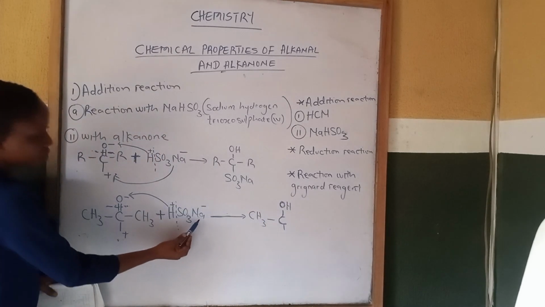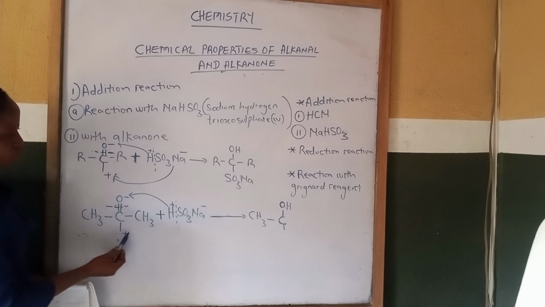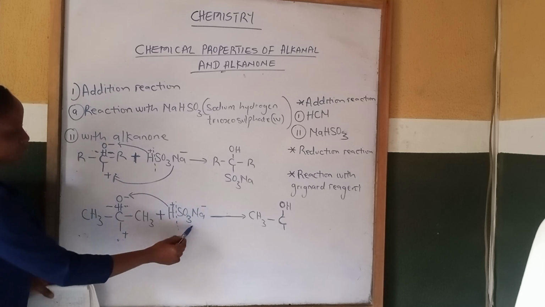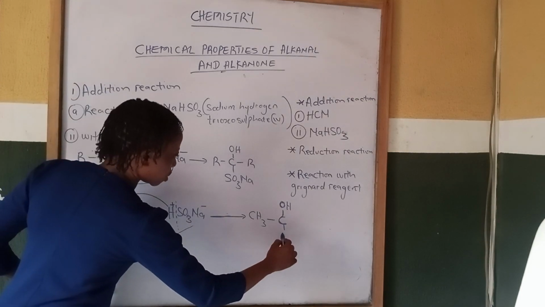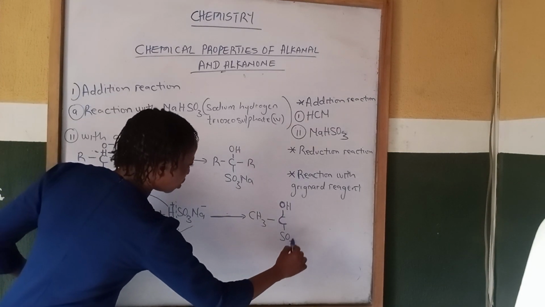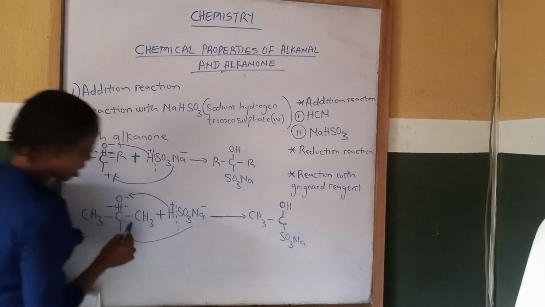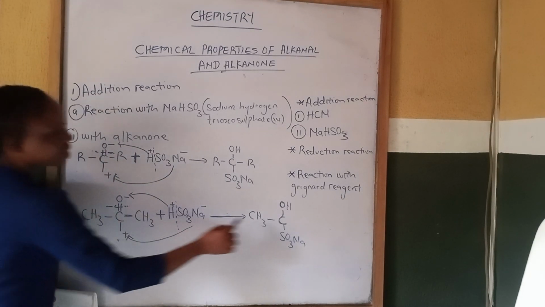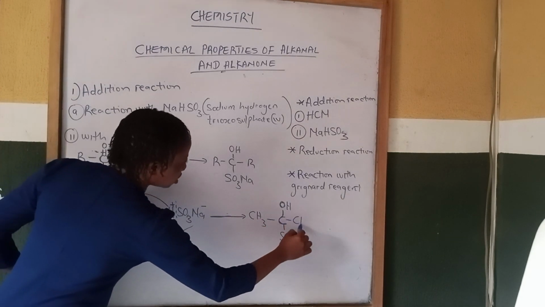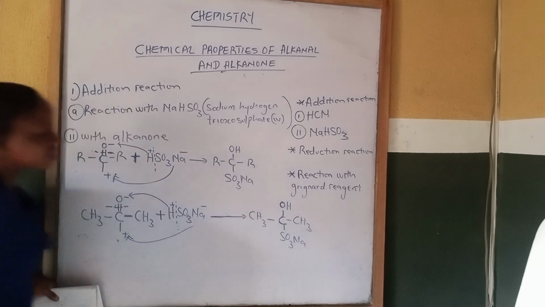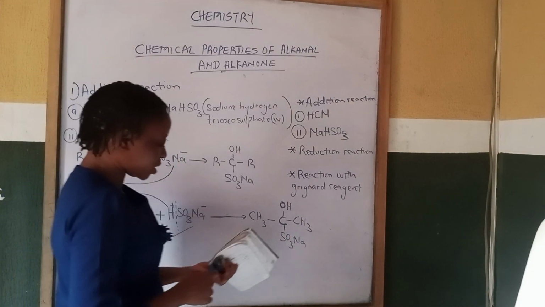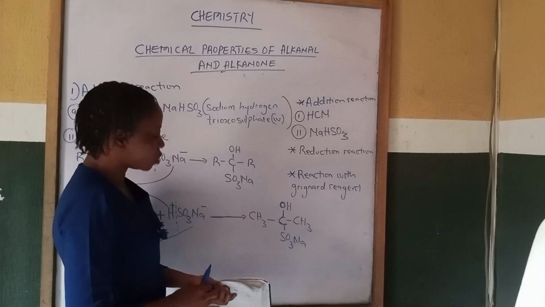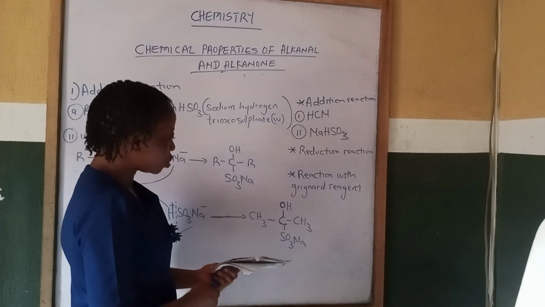Then the sodium sulfonate will come to the positive side, to give us SO3Na. Then CH3 we attach, plus CH3. So this is our product formed. So we can name our product now. What can we call this product?